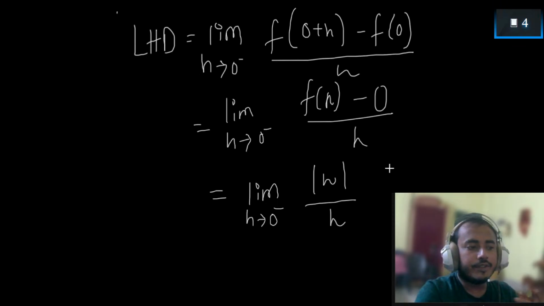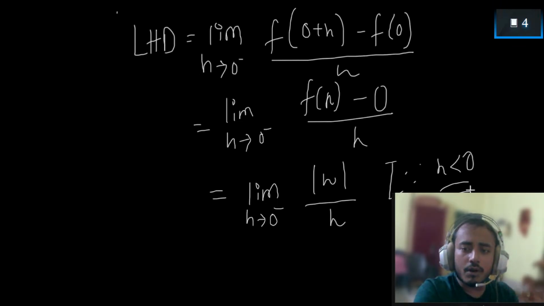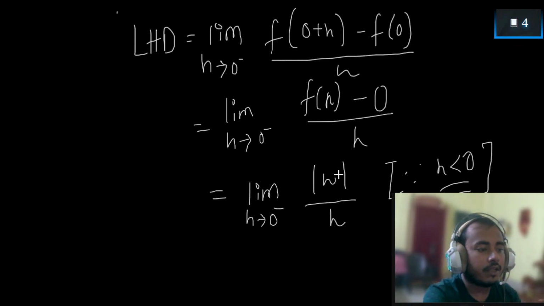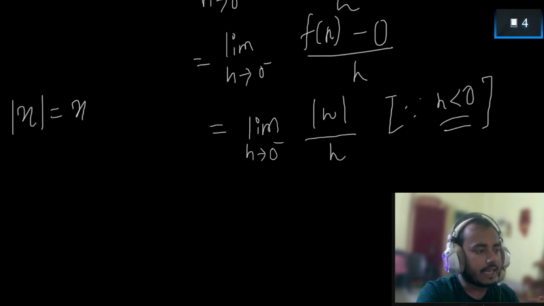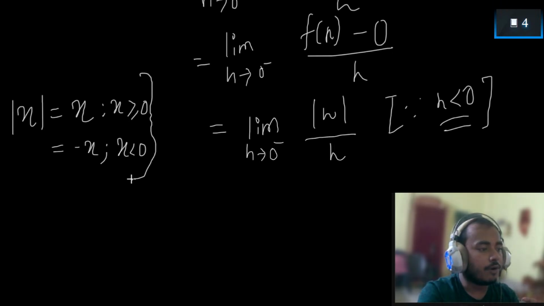Now, when h is 0 minus, this would mean that h is negative, however small the number could be, because it approaches 0 from the left-hand side. So what happens to numbers which are negative and inside the modulus? Basically, they come out as negative x. I would just show it here. Mod x is basically x whenever x is greater than or equal to 0, and it equals minus x whenever x is less than 0. This is the definition of mod x.